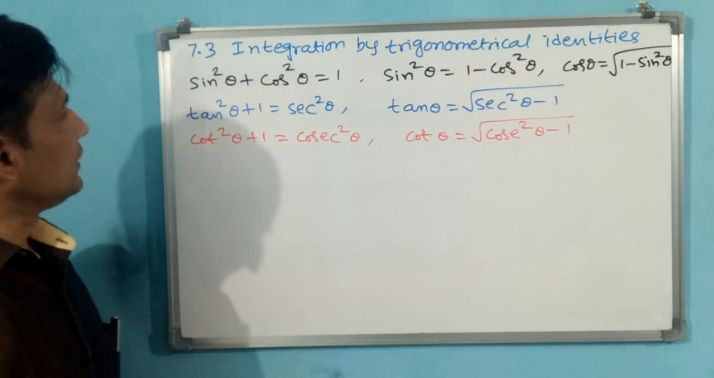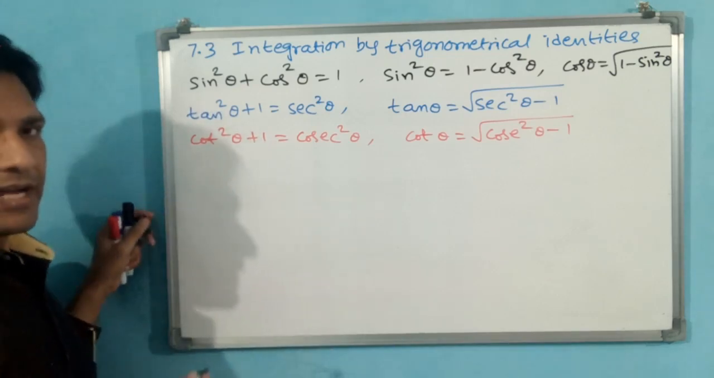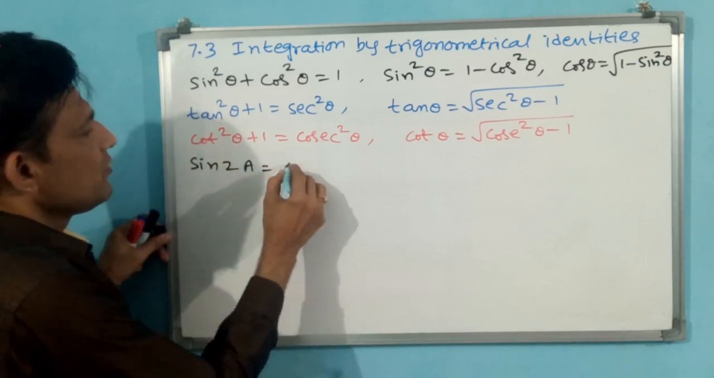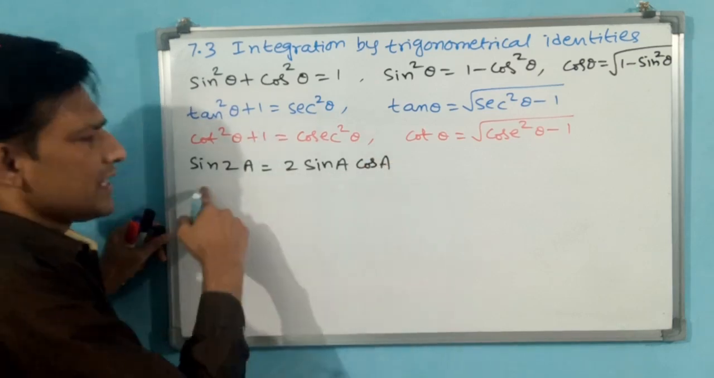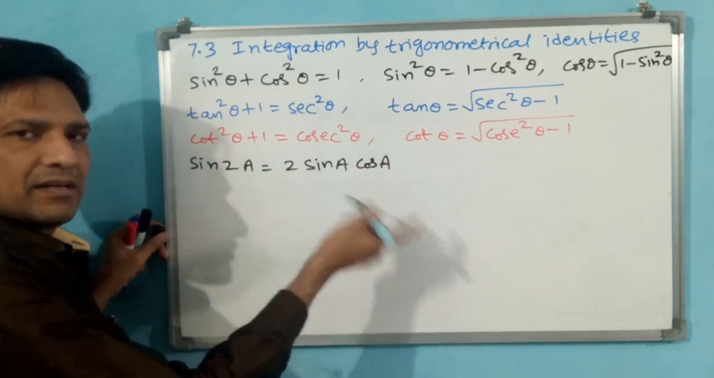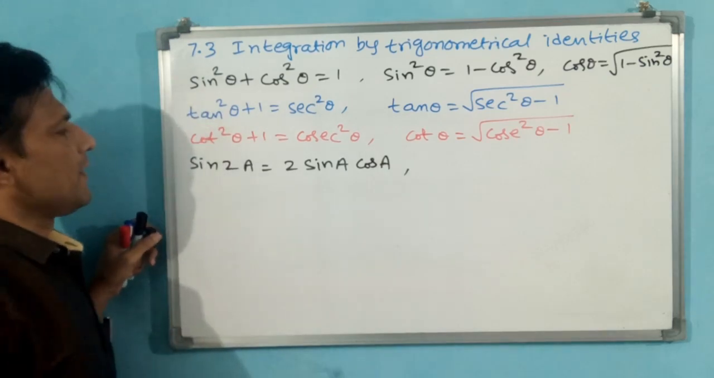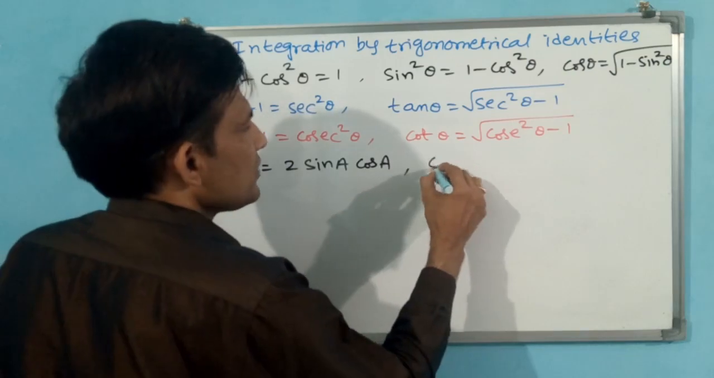Now we will go for double angle. Sin 2a is equal to 2 sin a cos a, or sin 2 theta is equal to 2 sin theta cos theta. Like that also we can write; a or theta both are the same. Sin 2a is equal to 2 sin a cos a. What about cos 2a?